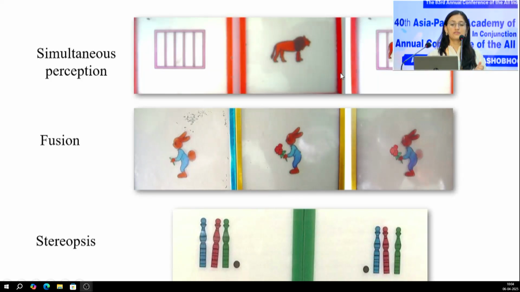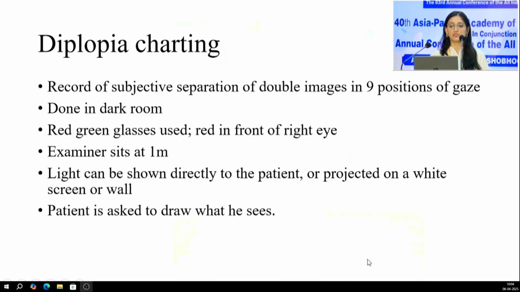So in cases of simultaneous perception, one eye sees the cage, the other eye sees the lion, and if the patient can perceive simultaneously, he sees a lion in the cage. In fusion slides, they are slightly disparate slides. When seen binocularly, the patient would be able to see the complete image. And in the stereopsis slide, with both the eyes binocularly, the patient will have a 3D perception.